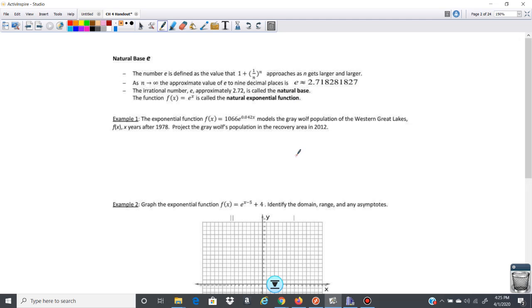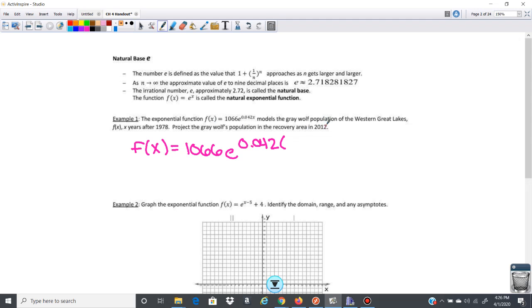So if I look at this example here, I have the exponential function f of x equals 1066 e to the 0.042x, which models the gray wolf population of the Western Great Lakes, x years after 1978. Project the population in 2012. So we're going to use this function. We just need to figure out what x is. So we have f of x equals 1066 e to the 0.042x. And then x is years after 1978.